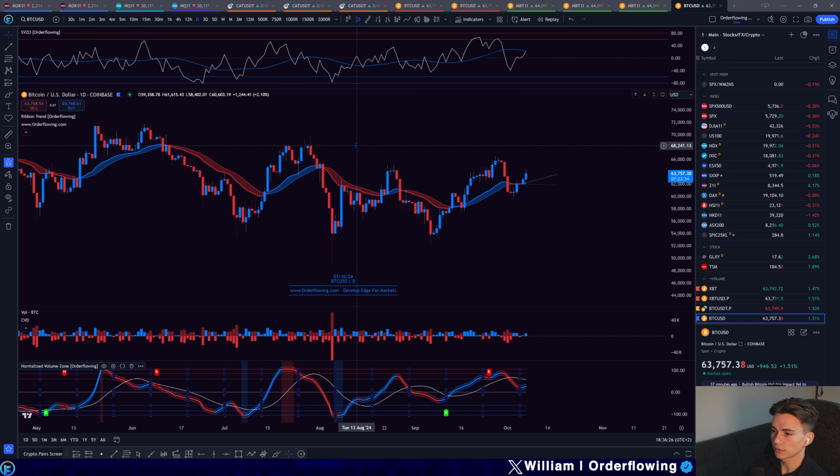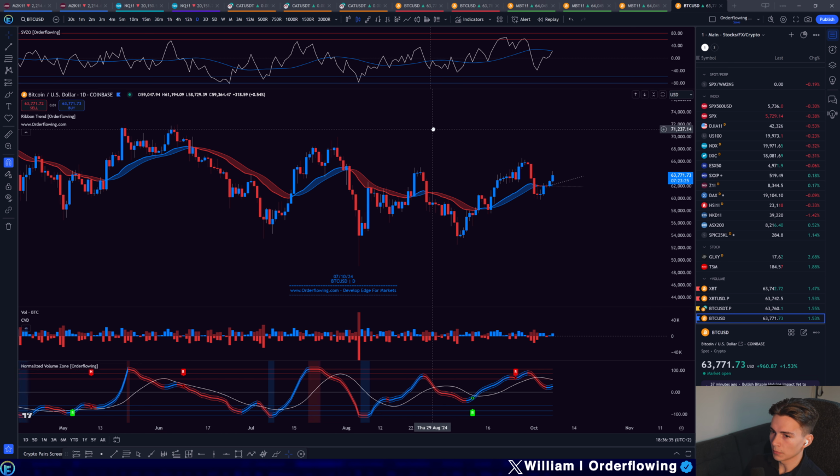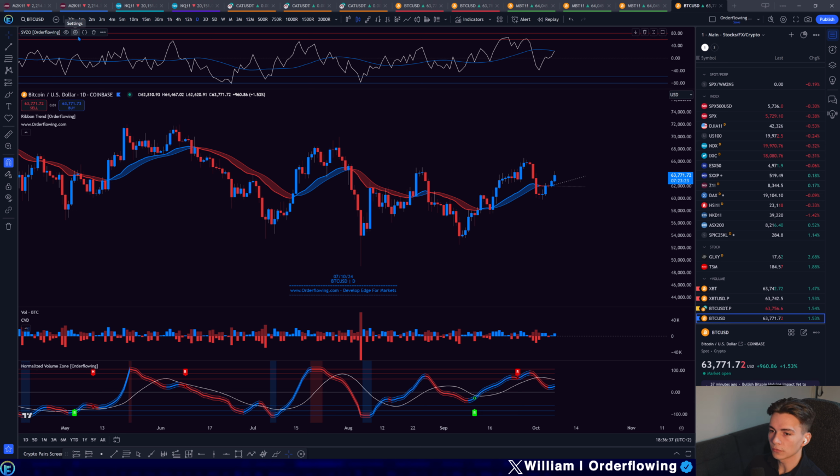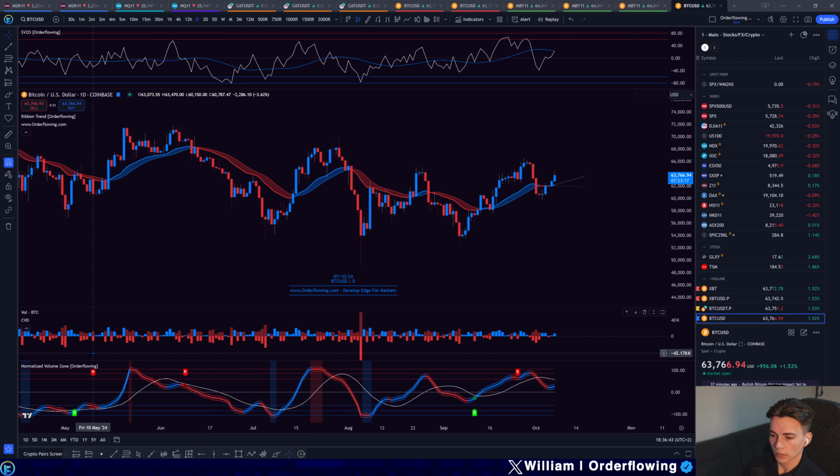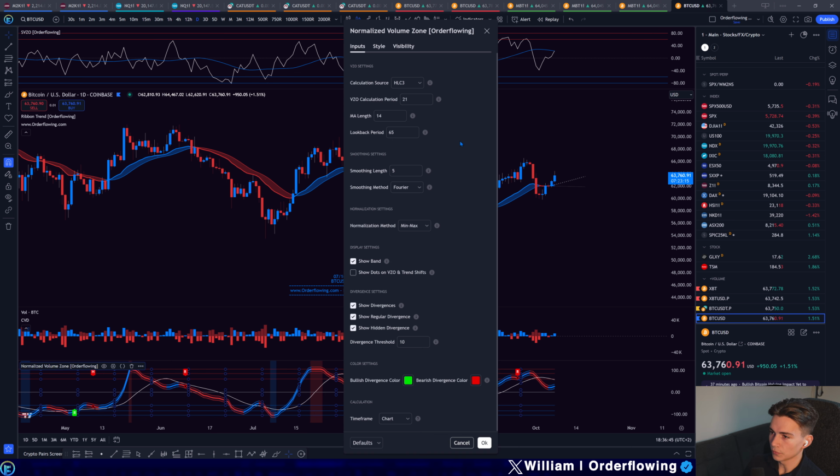Welcome back to Autoflowing. Today we're going to be talking about this indicator, Normalized Volume Zone, as we can see down here. On the upper pane we have the NVZO indicator, that is the younger indicator, and this is the new version of the volume zone.